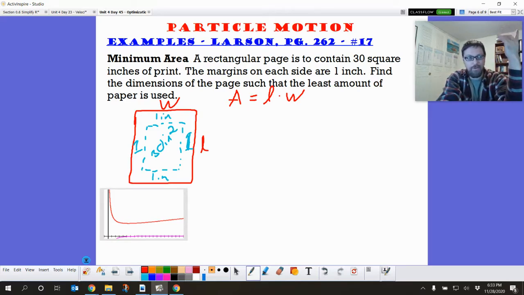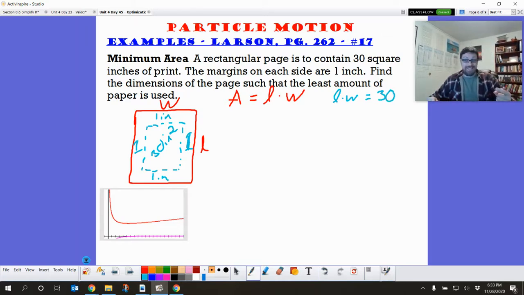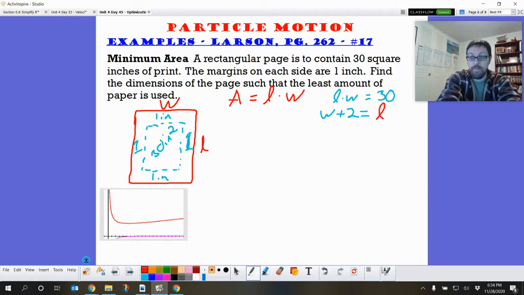Now I need to convert some of these things, because I have the length and the width of the paper, and I also have the length and the width of the printing. If I look at the printing, length times width there is going to be 30. If I could relate that to the length and the width of the paper, we're going to be great. We already know some stuff. If this is the width of my printing, I know that the width of my paper is going to be 2 more than that. So that blue W plus 2 equals the red W, the width of the paper.